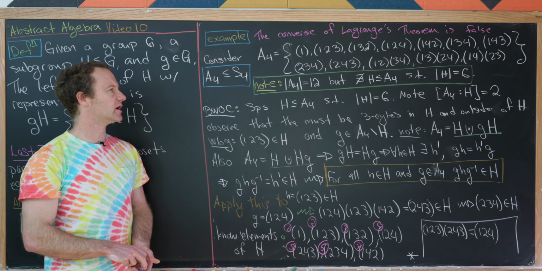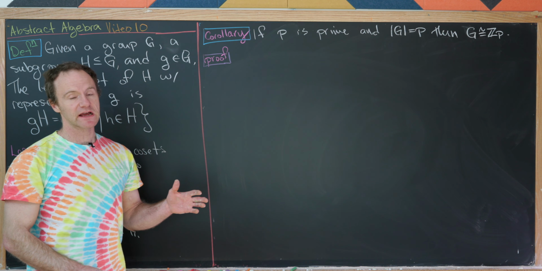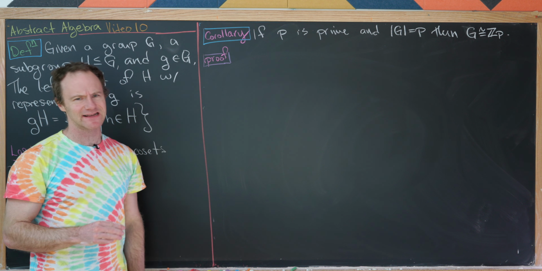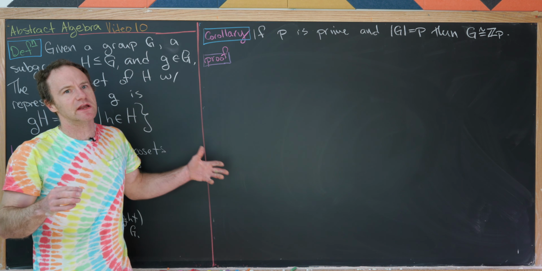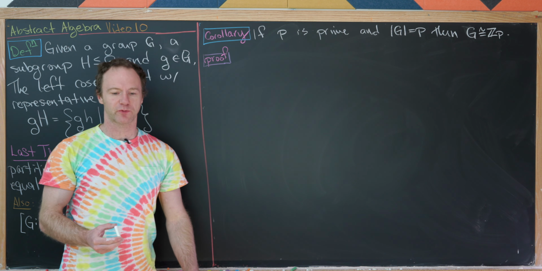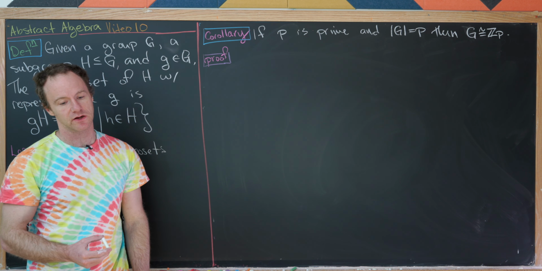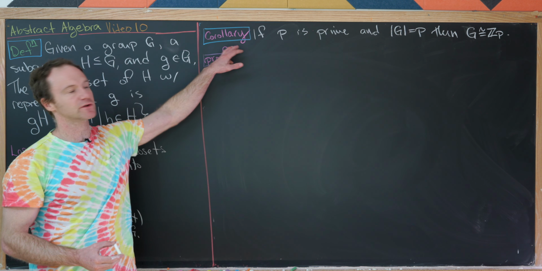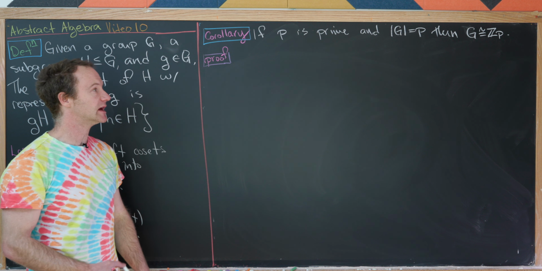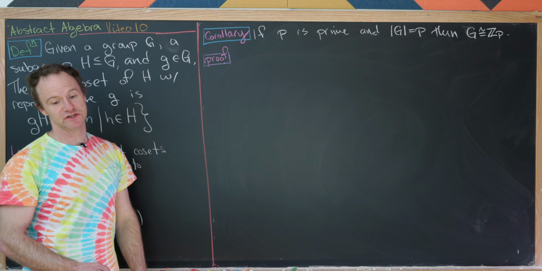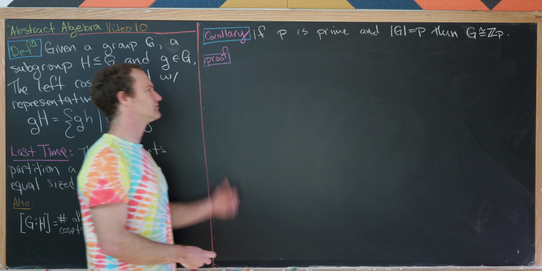Okay, so now let's move on to some more corollaries. The next corollary starts doing the thing of classifying different types of groups. And it says, essentially in words, that all groups of prime order are cyclic groups. But we could also write it like this. If P is prime and the order of G is P, then G is isomorphic to Z_P. So let's see how this goes.